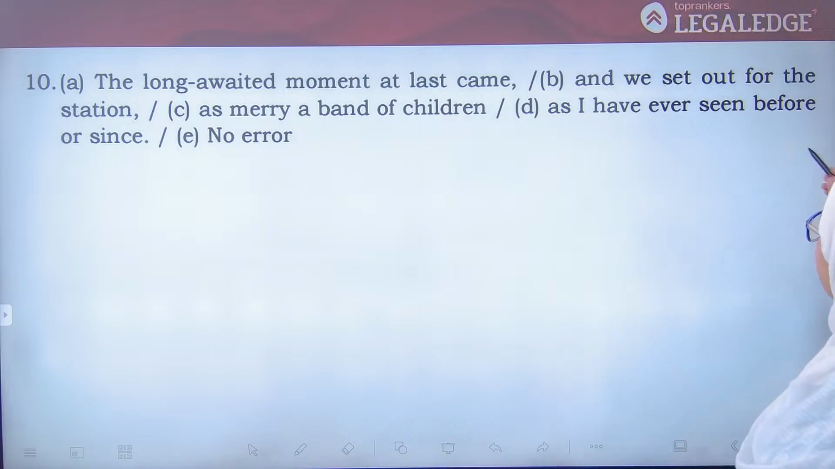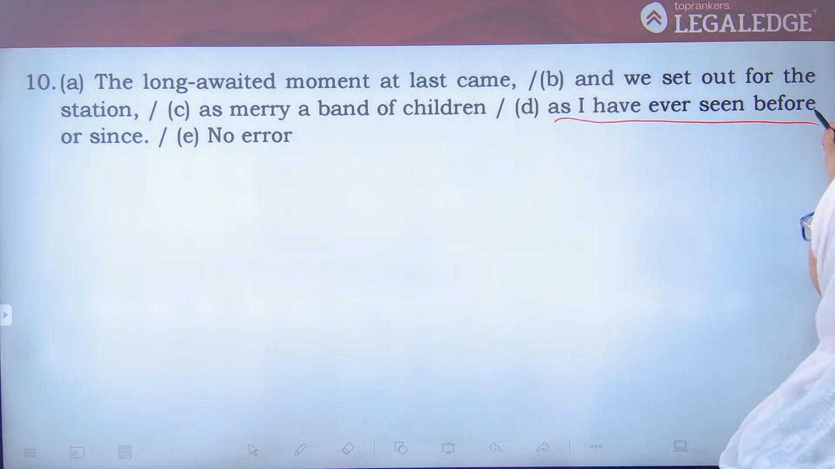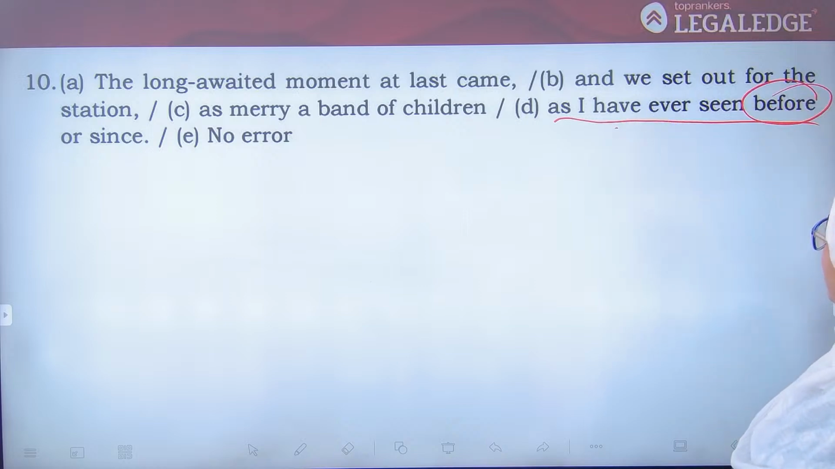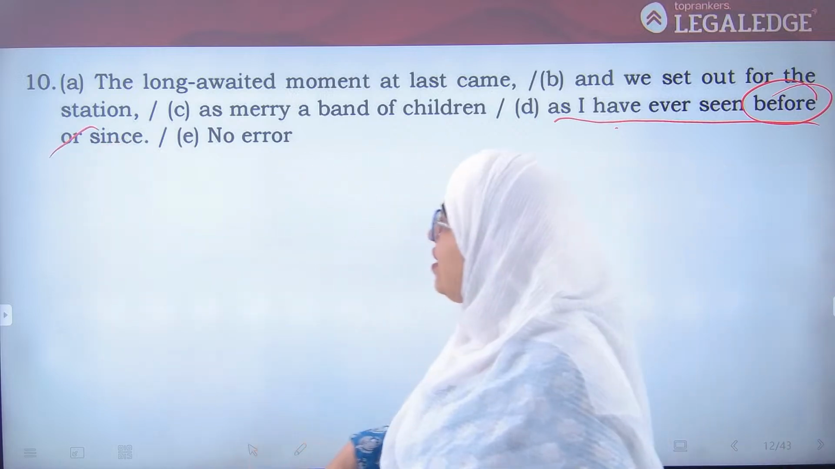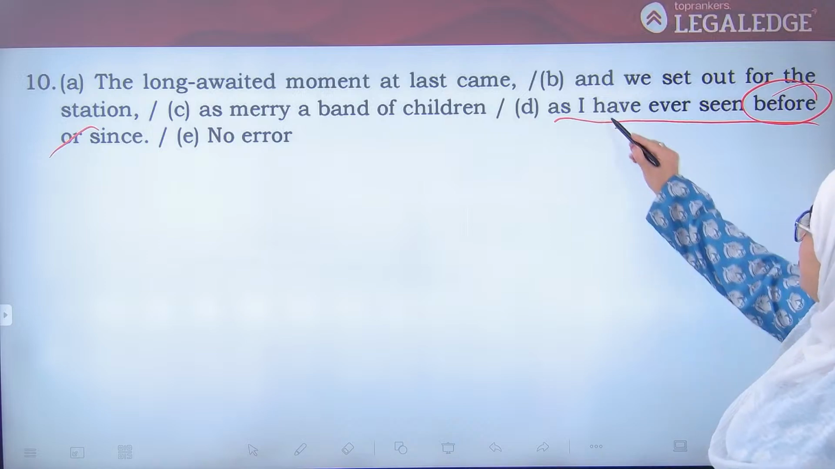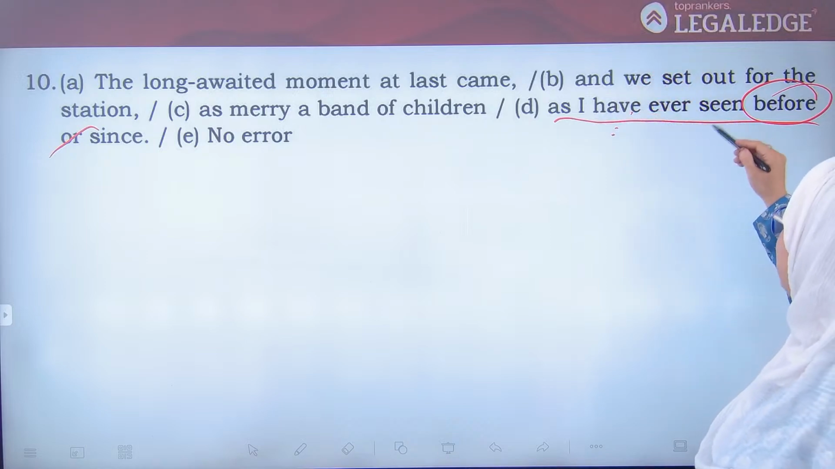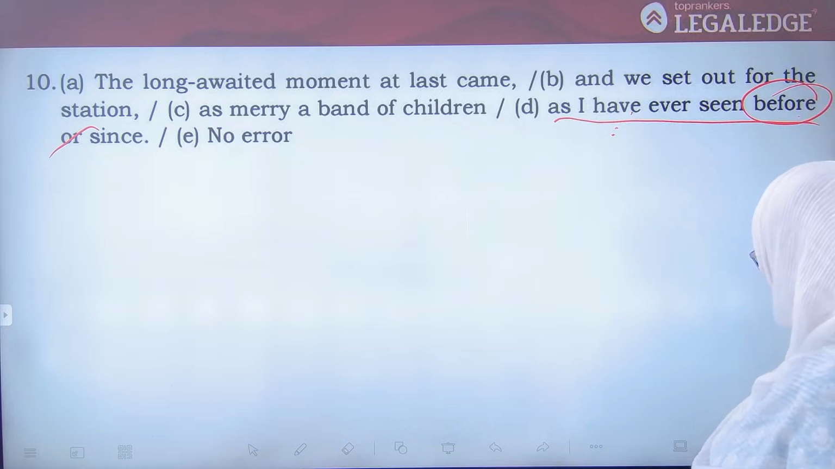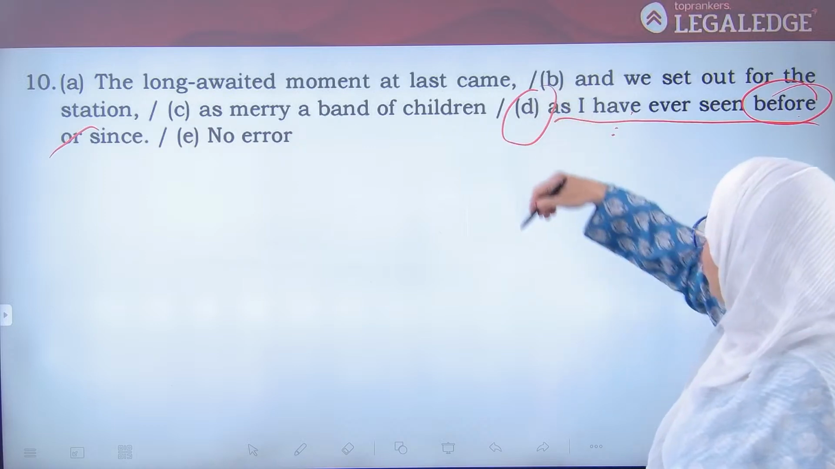All right. Now see, as I have ever seen, before and since. With before, had comes. All right, so it has to be as I have ever seen since. Because it's I have. So with have, it has to be since. With before we use had. So the erroneous part was D.